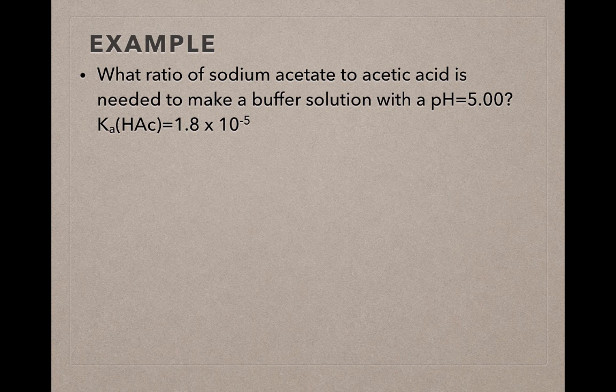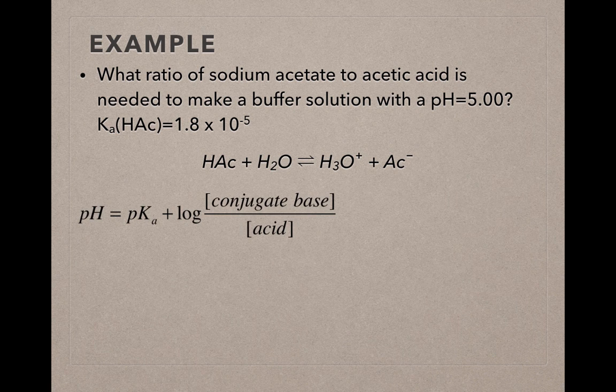And we know that the Ka of acetic acid is 1.8 times 10 to the minus 5. So we want to set up our reaction. Again, we set it up as an acid ionization reaction. So we have the acid reacting with water going to H3O plus and the acetate ion. We set up our Henderson-Hasselbalch equation. We know that pH is equal to the pKa plus the log of the conjugate base over the acid. Again, that's products over reactants.